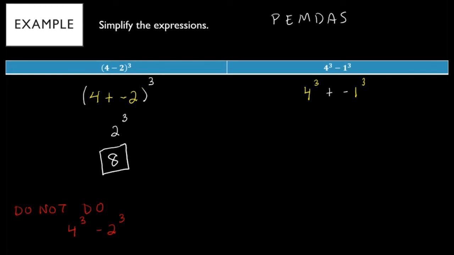So 4 cubed, I think, is 64. I'm going to pull out my calculator for that. Yeah, that's 64. And then plus negative, and then 1 cubed is just 1. So we've got 64 plus a negative 1, or basically 64 minus 1, and this gives us 63.